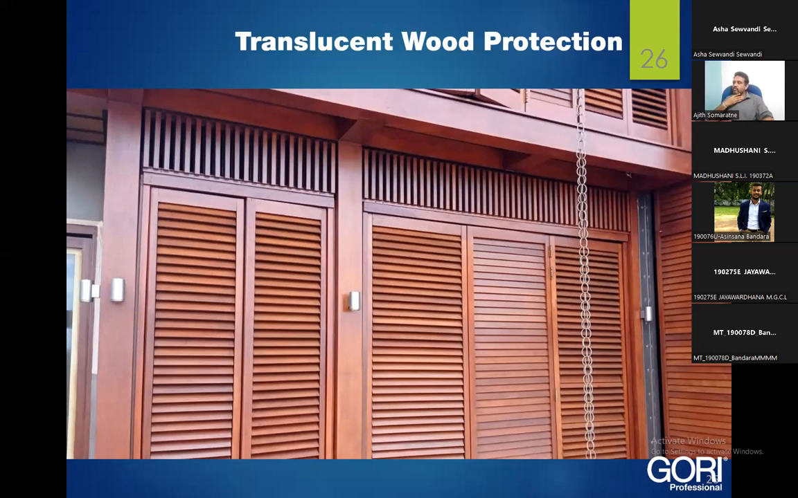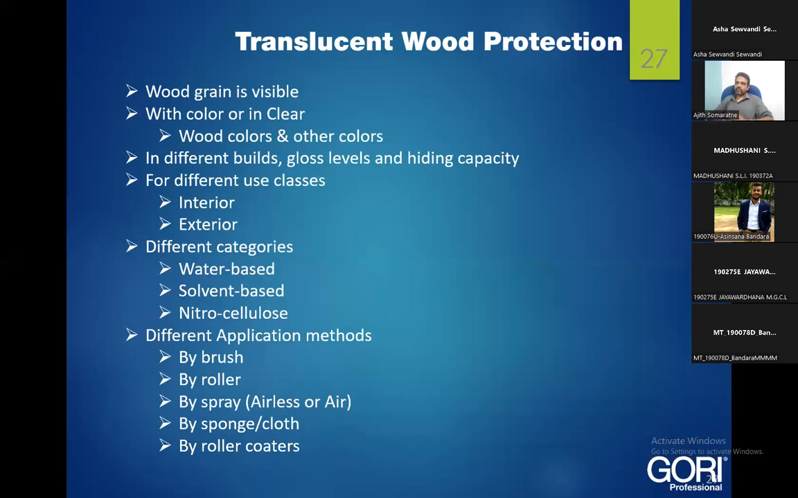Then we have wood protection solutions with translucent wood coatings. You can see this image here. Here we have applied the translucent coating, in a teakwood color. So you can see the wood also behind the coating. So we call this a translucent coating. We have wood protection coatings in translucent. It is commonly used in Sri Lanka, even for small projects.